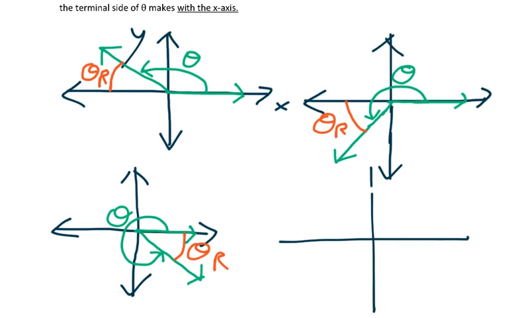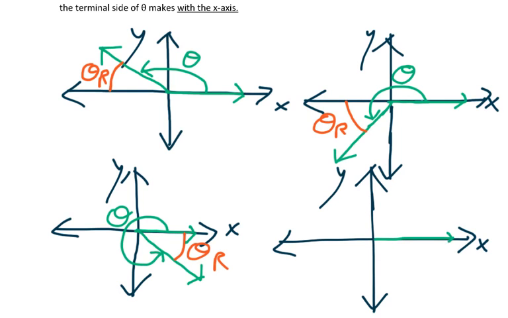Finally, let's suppose theta was in quadrant 1. It just makes this right. Okay. So let's say, again, we're in standard position. So theta now is in quadrant 1, like so. Okay? So this is what theta is.